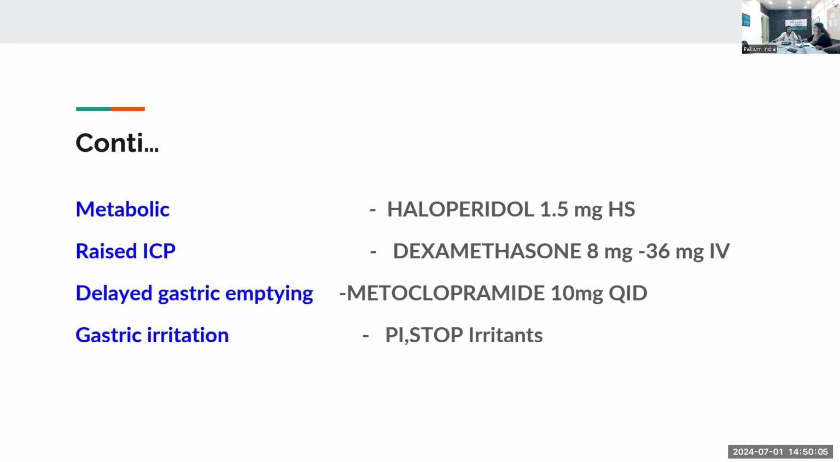Metabolic causes, we already told. For chemical-induced metabolic problems like uremia or hepatic failure, haloperidol is the drug of choice. For raised ICP, dexamethasone in higher doses will help. We can give 8 to 36 milligrams IV OD, once in a day in the morning. For delayed gastric emptying, the drug of choice is metoclopramide because it has a prokinetic effect. We can give up to 10 milligram TID or QID. For gastric irritation, you can give a PPI, and stop the irritants.